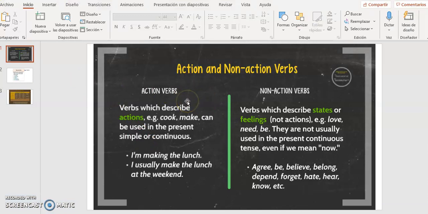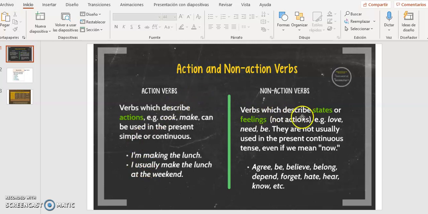Action and non-action verbs. Action verbs are verbs which describe actions, for example, cook, make, and can, and they can be used in the simple present or in the present continuous, except for can. I am making lunch. I usually make lunch at the weekend. I am cooking the dinner. I usually cook dinner at 7. So you can use it in the present continuous with ing, or you can use it with adverbs of frequency, like usually, in the simple present.